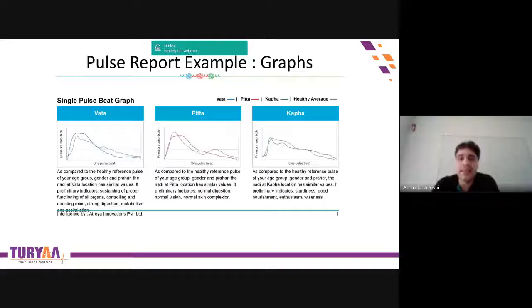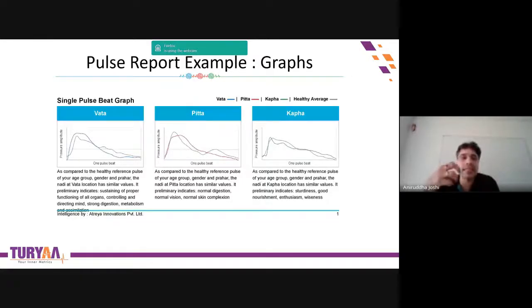From the Vata Pitta Kapha signals, we have got a few beats: the best Vata beat, which is in blue, the best Pitta beat, which is in red, and the best Kapha beat, which is in green for this particular user. And we are comparing with the healthy average graphs. We have more than 5,000 healthy people's data, and the average of them is also given here. So I will compare that to this, whether my Vata is increased beyond healthy or decreased.